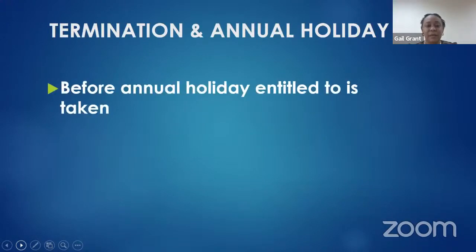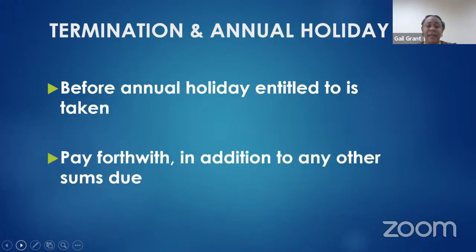Termination and the annual holiday. If the person is terminated before the annual holiday to which they are entitled is taken, then the employer is required to pay forthwith, in addition to any other sums due, the average holiday pay. So if a contract is terminated before the person gets the holiday for which they're entitled, then on termination of the contract, the holiday pay and any other sums due are to be paid forthwith.